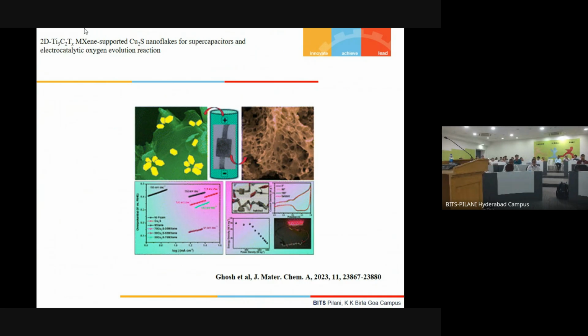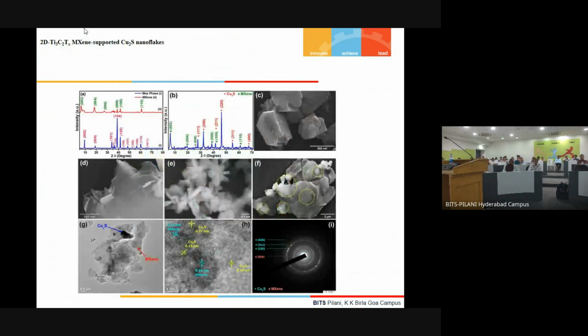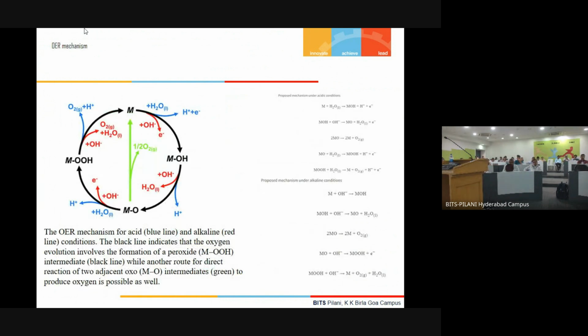We made a catalyst composed of MXene and copper sulfide, and it is used as an electrode material, a cathodic material for a supercapacitor. You can see that we have demonstrated its ability by lighting a couple of LED lights together. These are the FESEM and ACM images.